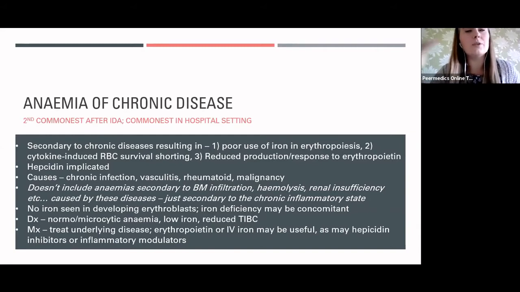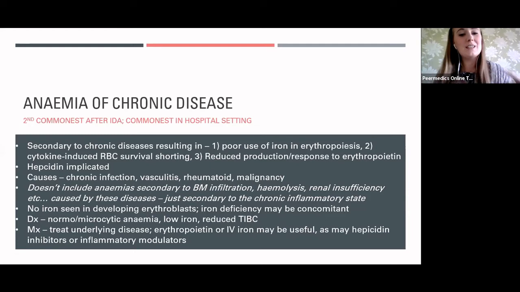Your iron is low and you've got reduced total iron binding capacity, because your iron is kind of there, it's just not, it's not that it's not bound to transferrin per se, it's just not getting put into the red blood cells as it should be doing. So your main treatment is just to treat the underlying disease. You might find it useful to use erythropoietin or give IV iron, and hepcidin inhibitors or inflammatory modulators might be useful as well.